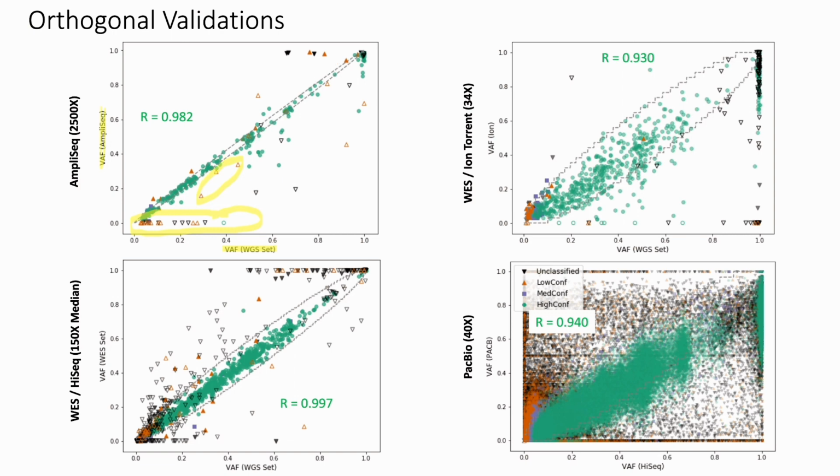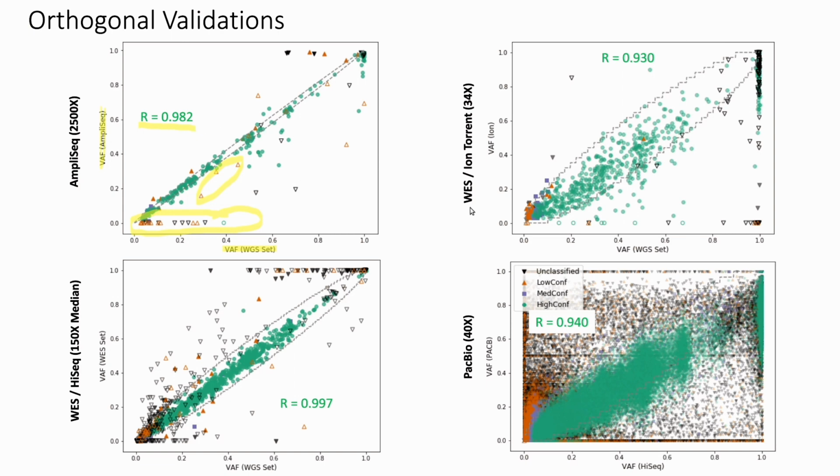indicated by the diagonal oval shape in the middle, indicating that their VAF estimates are the same for both platforms. The Pearson's R coefficient for high conf calls is very high at 0.982.